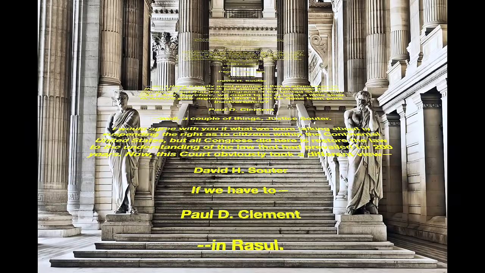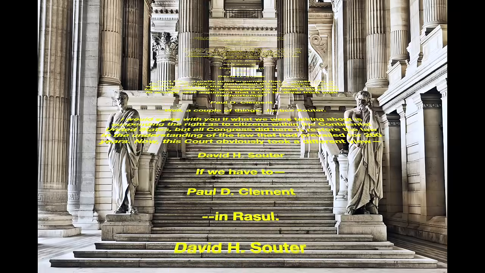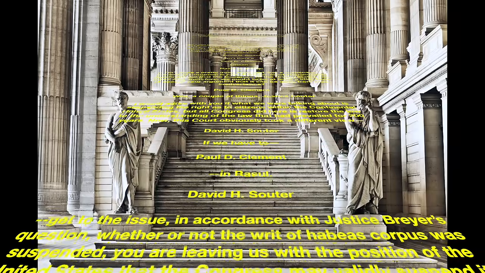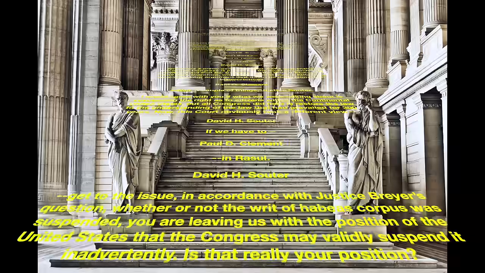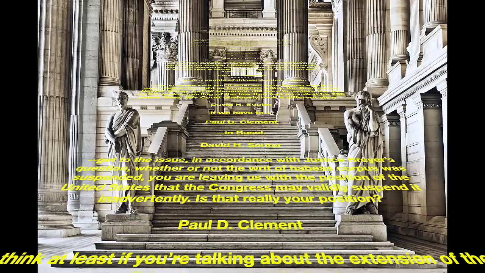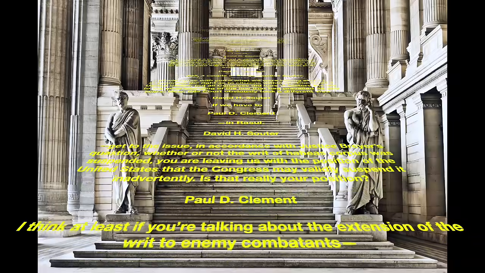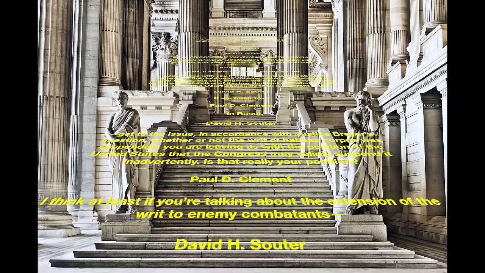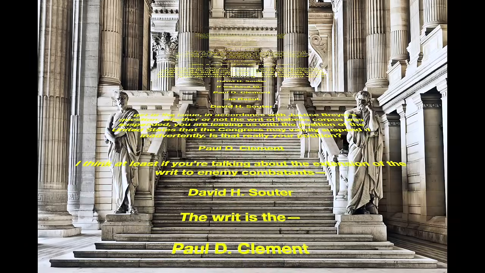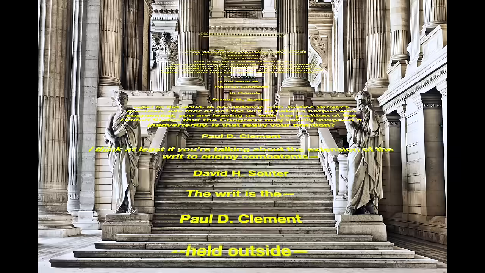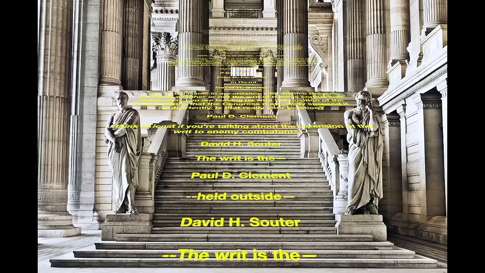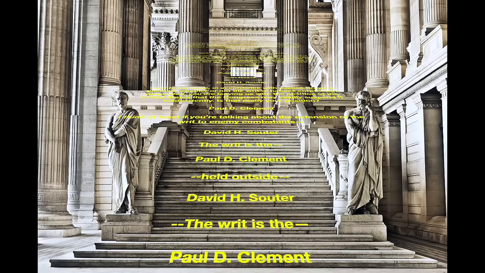Now, this Court obviously took a bit different view in Rasul. If we have to get to the issue, in accordance with Justice Breyer's question, whether or not the writ of habeas corpus was suspended, you are leaving us with the position of the United States that the Congress may validly suspend it inadvertently. Is that really your position? I think at least if you're talking about the extension of the writ to enemy combatants held outside the territory of the United States. Now, wait a minute.